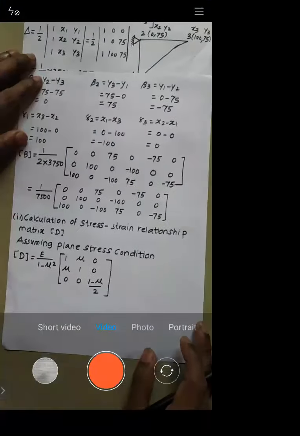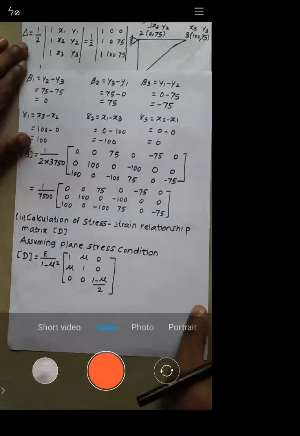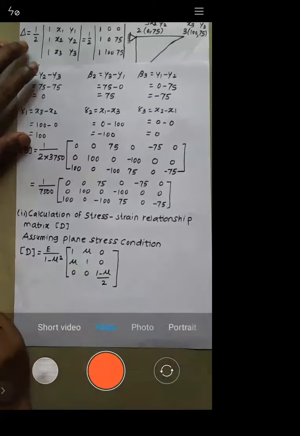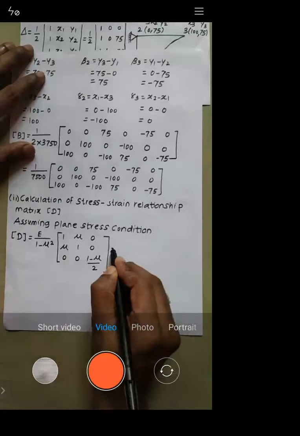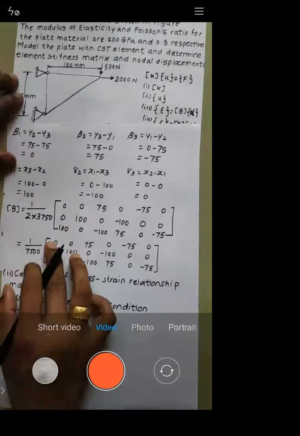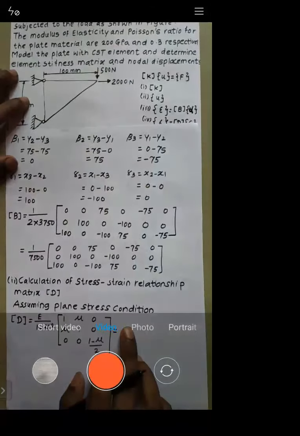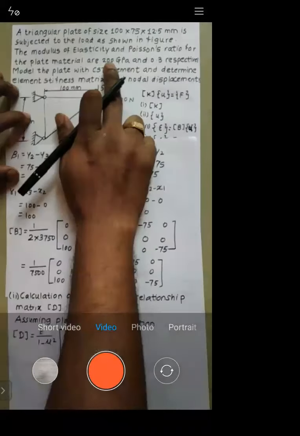This is the value of D when you assume it to be a plane stress condition. If you go for plane strain condition, you have a different value of D, right? So with this, we need to calculate this matrix. See, what is the value of E? It is given in the problem, that is 200 gigapascal. We will take that in gigapascal only. I will take this value of E in gigapascal only.